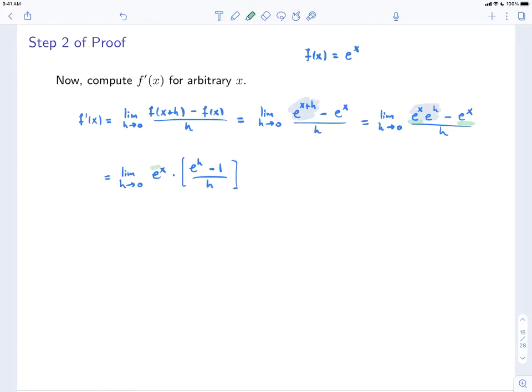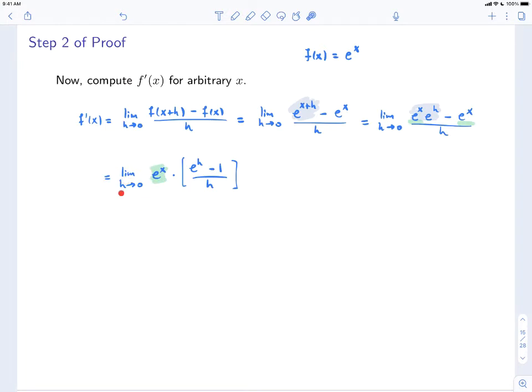And here's our e to the x right there. Okay, well, what is e to the x? It's some number. Now, we don't know what x is. X is an arbitrary number, but it's just some number. And it doesn't depend on this limit.